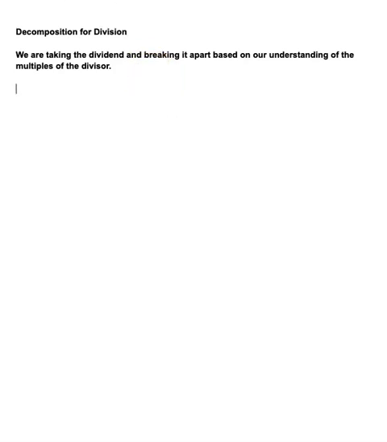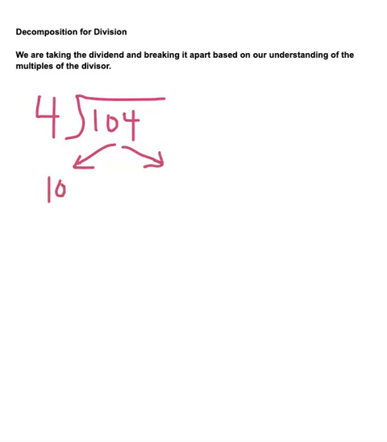Let's take 4 and let's take the number 104. So our dividend is 104 and our divisor is 4. So instead of looking at it as 104 divided by 4, I'm going to take the 104 and split it up. I know my multiples of 4 fairly well, so I'm going to split it up into two things. I know that 104 can be divided into 100 and then 4, 100 plus 4.